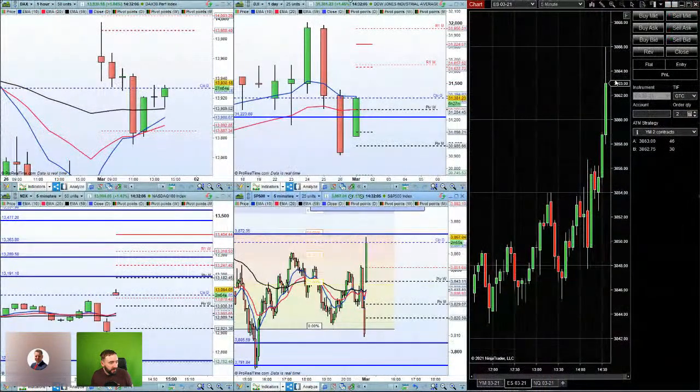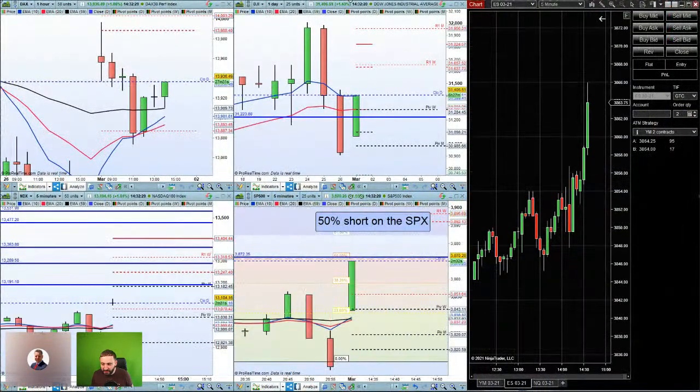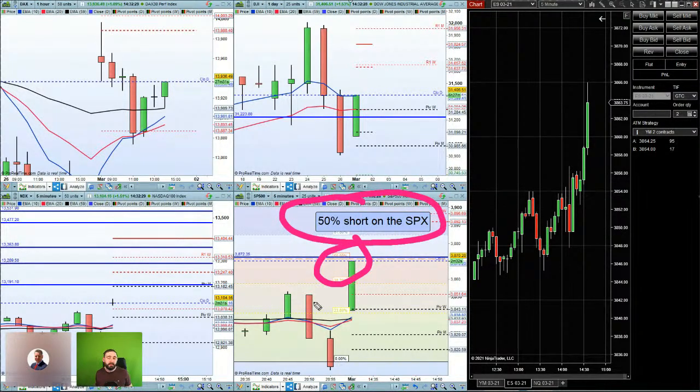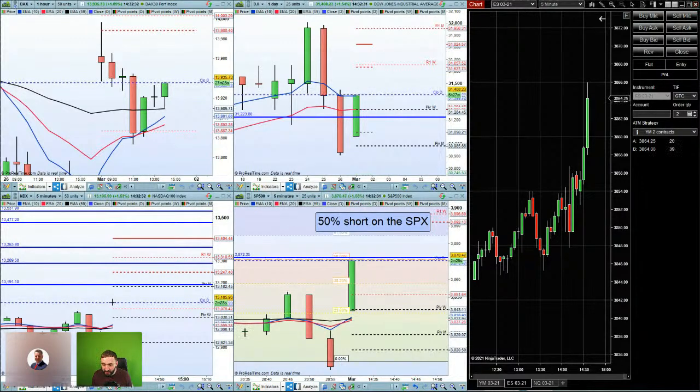So it comes down, the market comes up here. We're looking at this bottom middle chart here on the S&P 500. We've got a Fibonacci retracement on it as well that gives us confluence. Not sure where it's pulled from. We've got it marked up on our trade plan. Very basic boxes we use here to say that. 50% short on the SPX. And then we'll play this again in real time.